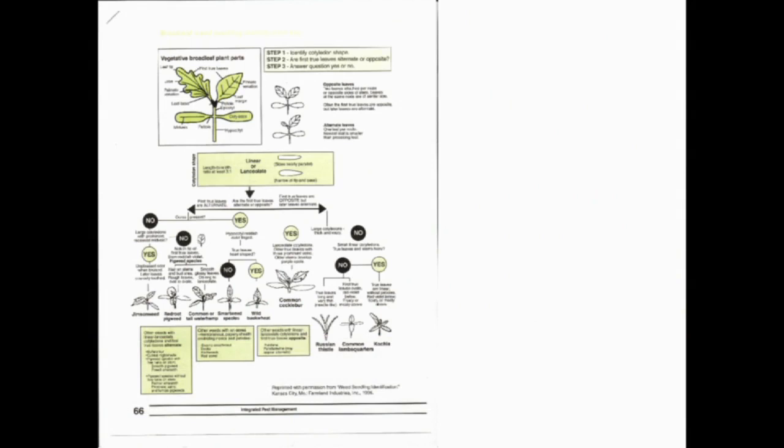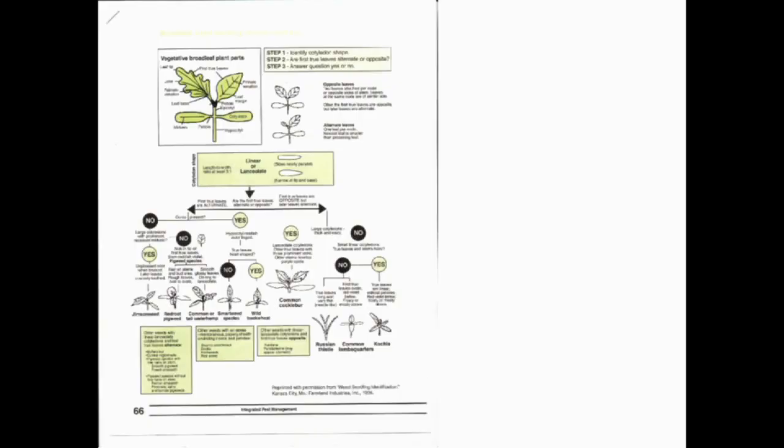But if we work our way down the key, you'll find that this is a pigweed that doesn't have any hair on it. So look for a question that asks for hair. And I can't tell what some of the other questions are. Probably a long, skinny leaf. But this is basically going to be your water hemp plant.